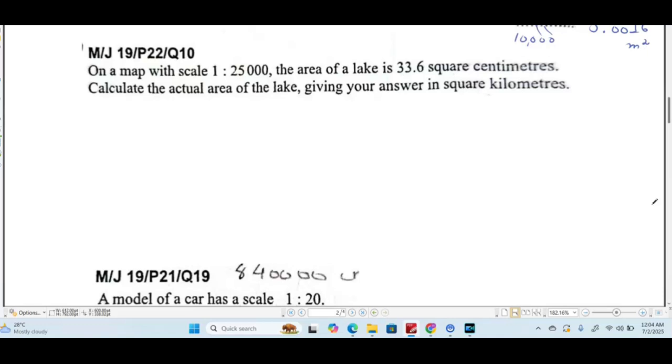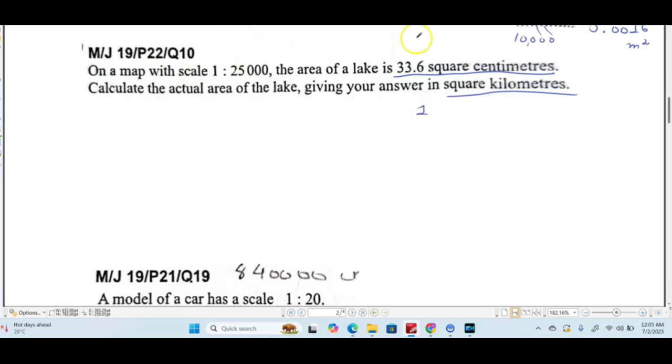On a map with scale 1 is to 25,000, the area of the lake is 13.6 square centimeters. Calculate the actual area of the lake, giving your answers in square kilometers. So the questions that we've done up till now, we had to give answers in centimeters or in kilometers. But now the figures given are in centimeter squares, and we have to give answers in kilometer square. So there isn't much of a difference in this as well.